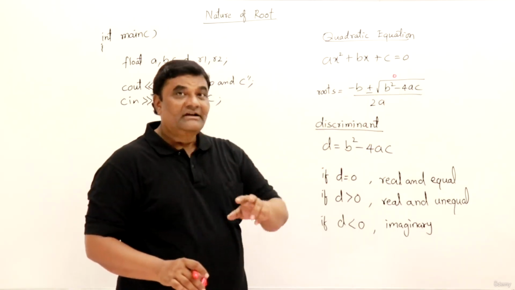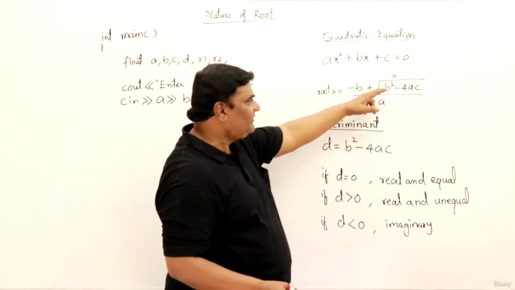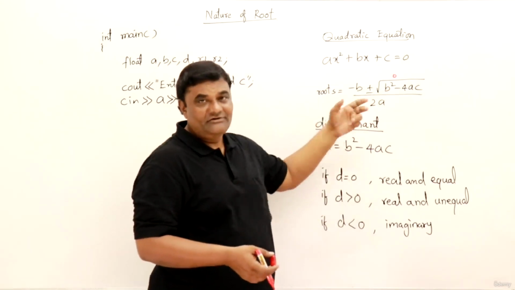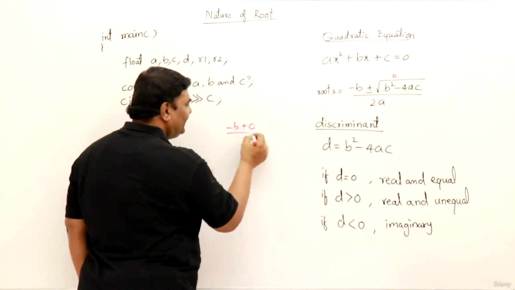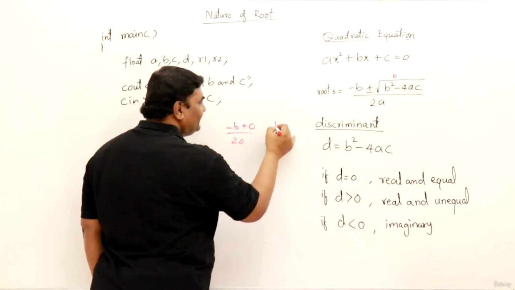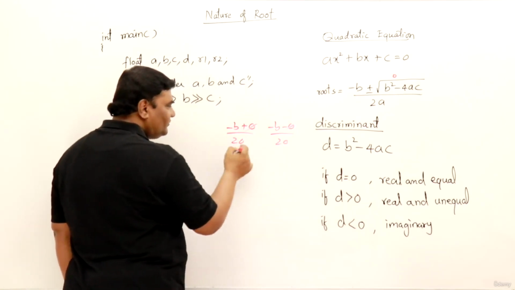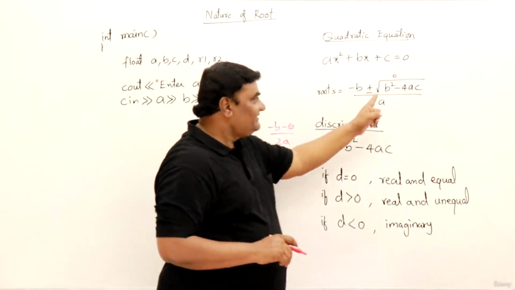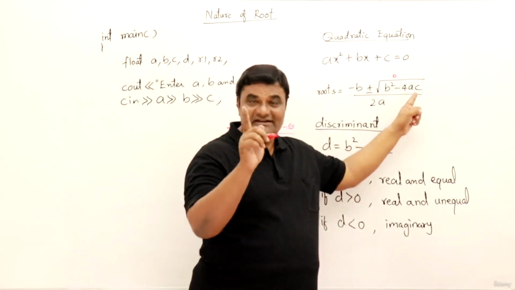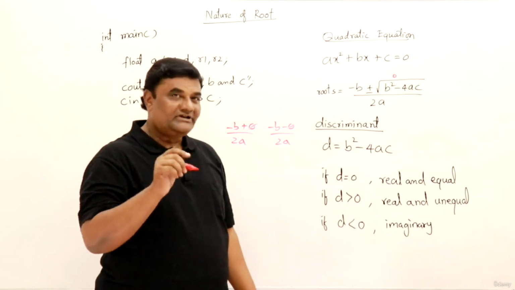So this means both the roots are the same, because if you take plus 0 you get the same answer, and minus 0 also the same answer. So it looks like this: minus b plus 0 by 2a or minus b minus 0 by 2a. See, 0 has no value. So both the roots are the same, both the roots will be equal. Means if this b square minus 4ac is 0, then both the roots will be equal. That's it.